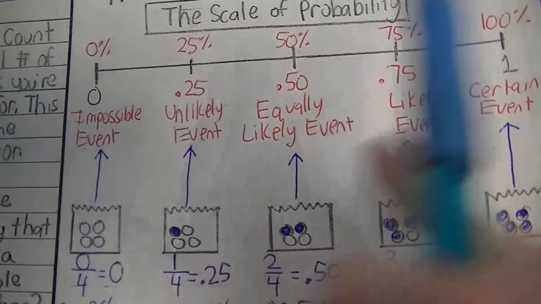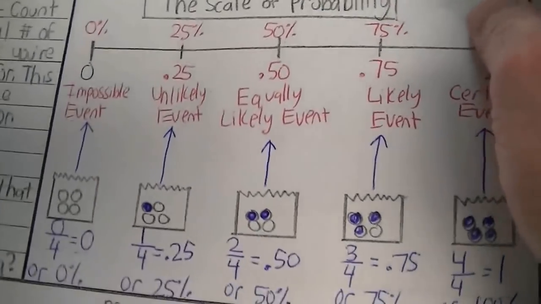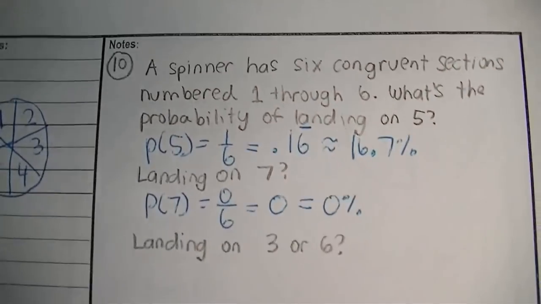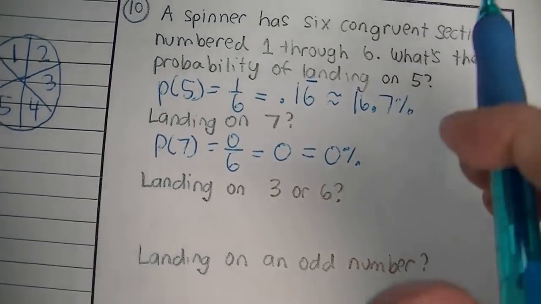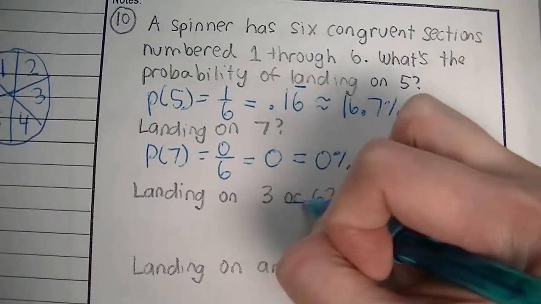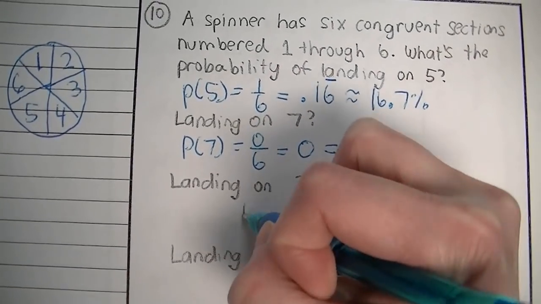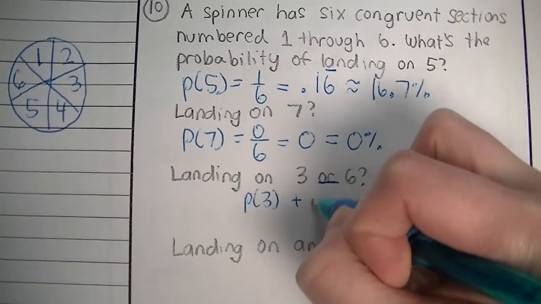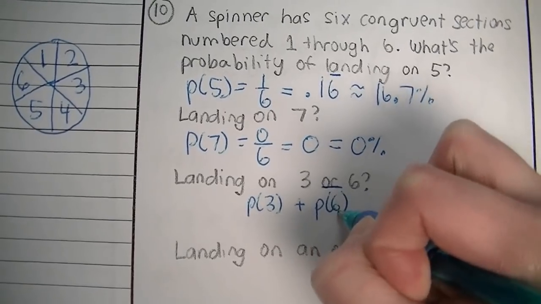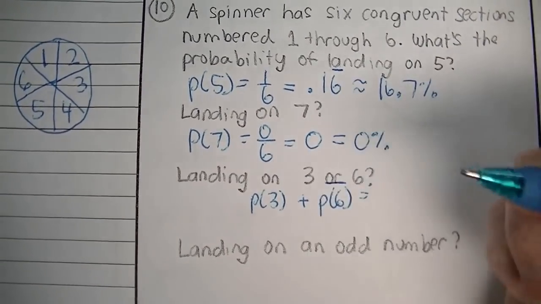So right there, look at that probability scale. Okay, so the next problem, landing on a 3 or a 6. I see "or" right there, so I have to think of adding. The probability of landing on a 3 added to the probability of landing on a 6 would give me the probability of landing on a 3 or a 6.